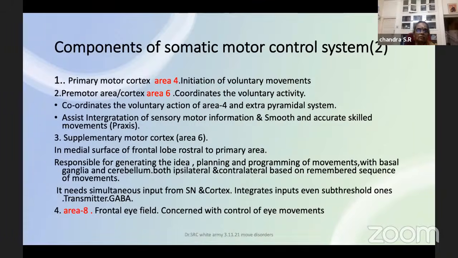And area 8 is the frontal eye field. It is concerned with control of eye movement. It is very important. You have to see where you have to run towards or run away. For that, eye movements are important. So they are all linked. So the higher components of somatic motor control involve area 4, area 6, area 8, and the various transmitters, and their link with the subcortex and the cortex.